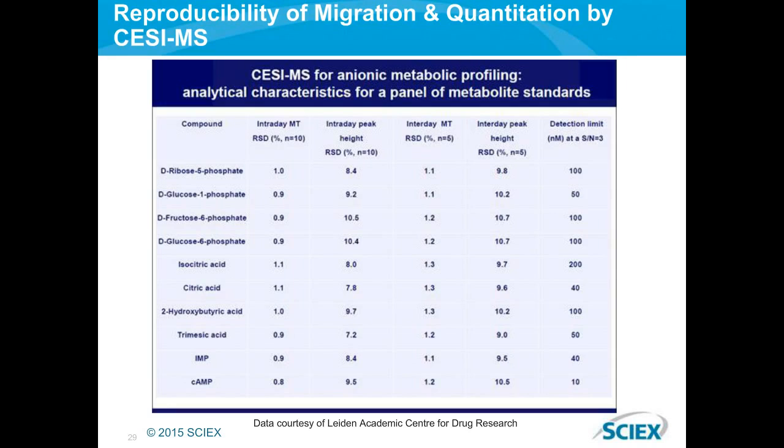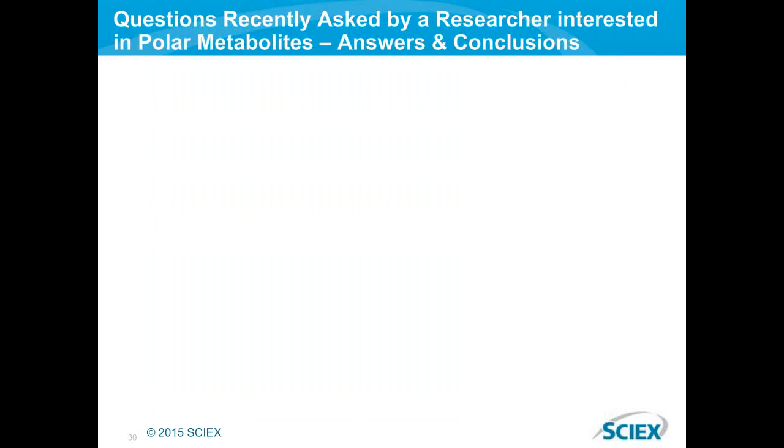And here you can see the CVs he achieved. The interday CVs are all less than 12%. Again, we're not using internal standards. These are simply based on repeat analysis without any internal standard markers. And again, the interday migration time CVs are all about 1%, so they're really low. So this shows you some of the repeatability and reproducibility you can get by using CSI-MS. And this is data which has been provided kindly by the group at Leiden University, and it's due to be submitted for publication soon.